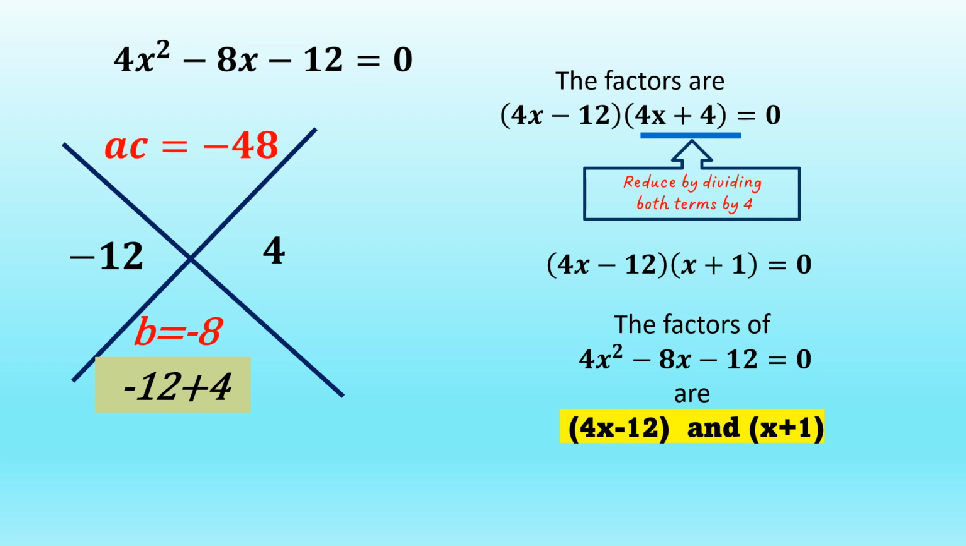Okay, so the factors of 4x squared minus 8x minus 12 equal to 0 are 4x minus 12 and x plus 1. Okay, did you get the correct answer? If not, you can do it again and practice more.